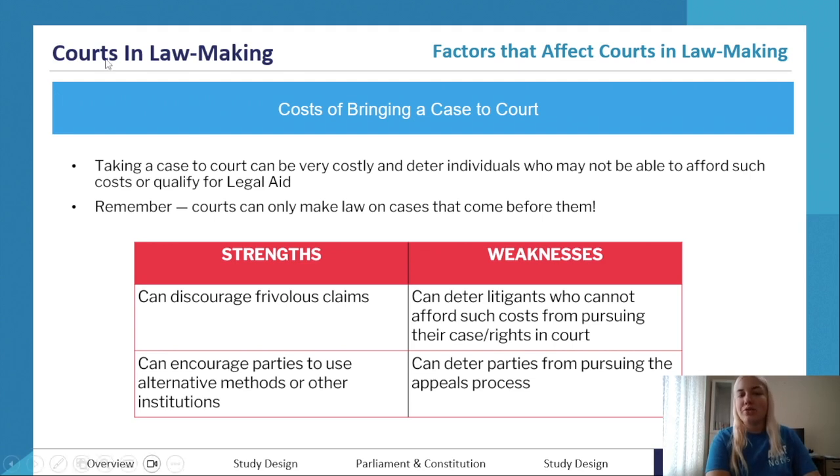However, there are still some strengths when it comes to the cost of bringing a case to court. One is that this can discourage frivolous claims. Now, if going to the courts was free or very, very cheap, imagine all the ridiculous things that people would go to court for and initiate cases for. We have backlogs of cases as it stands. Very, very bad backlogs. So, there is a reason that going to court is so expensive.